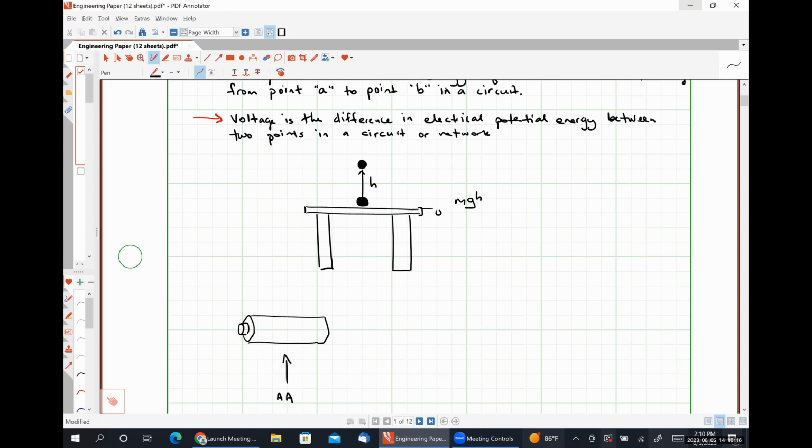How much voltage is provided by a AA battery? Anybody know? 1.5 volts. Absolutely right. So a AA battery, when fully charged, supplies a nominal voltage of 1.5 volts. Okay. So that is the magnitude of the voltage that's provided by the battery. But one other thing that we need to pay attention to is the polarity of the battery.